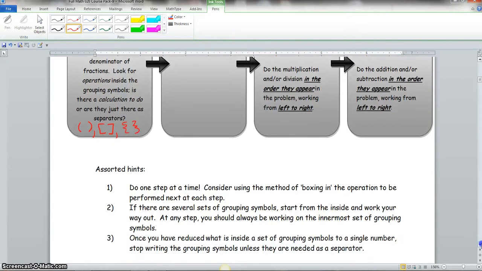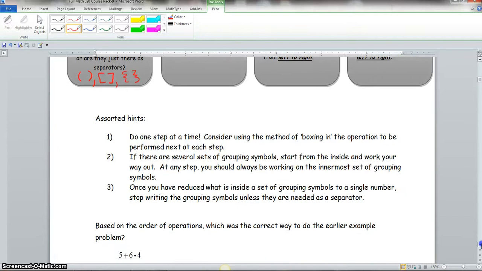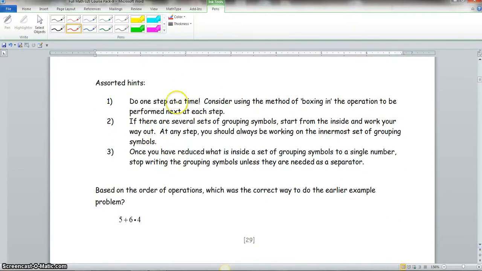But before we do our practice, let's take a look at these assorted hints. It says here, number 1, do one step at a time. Consider using the method of boxing in the operation to be performed next at each step. Number 2, if there are several sets of grouping symbols, start from the inside and work your way out. When they say grouping symbols, they're talking about your parentheses, brackets, or braces, which I showed you earlier. At any step, you should always be working on the innermost set of grouping symbols.